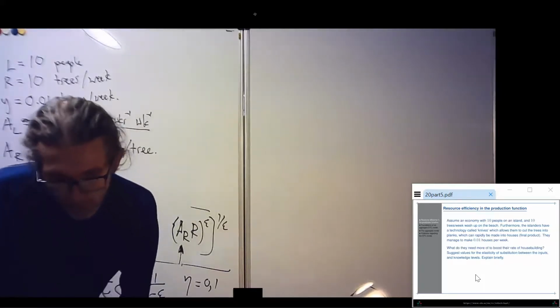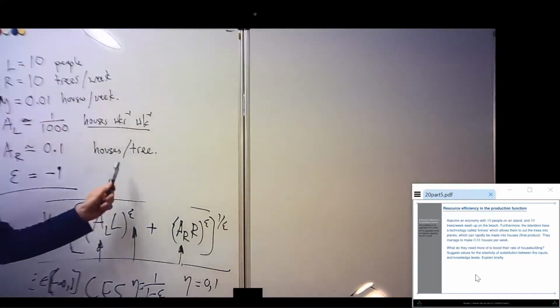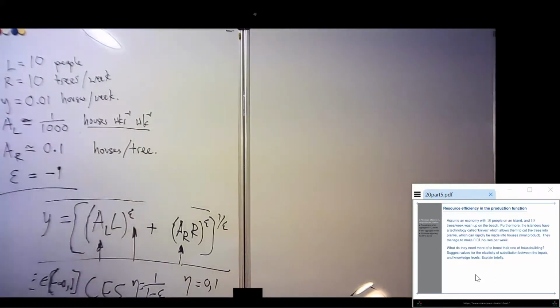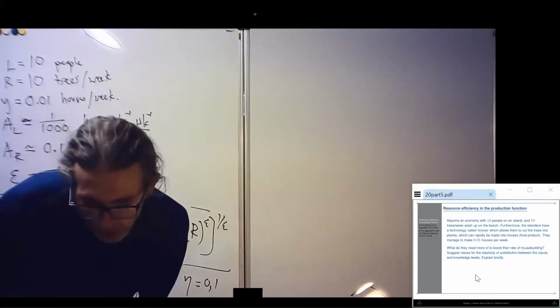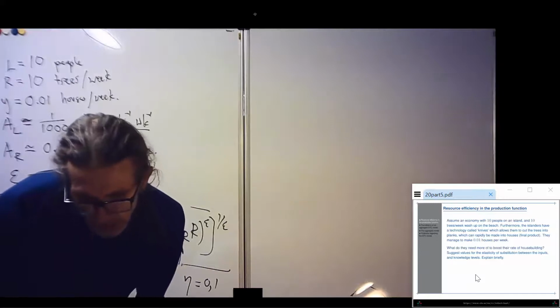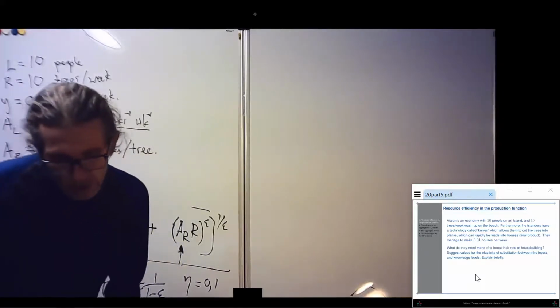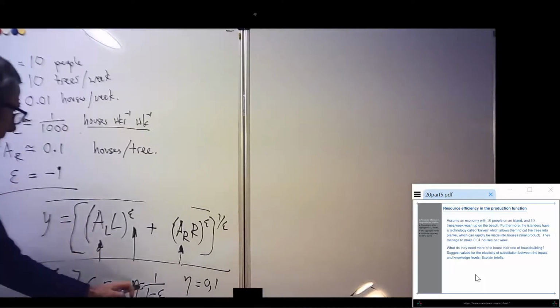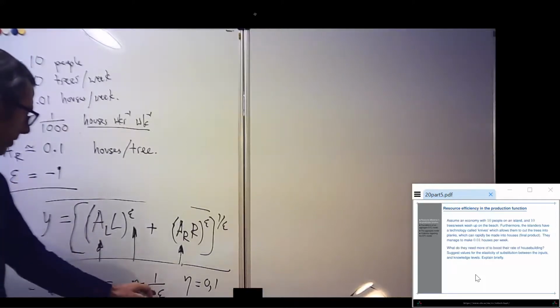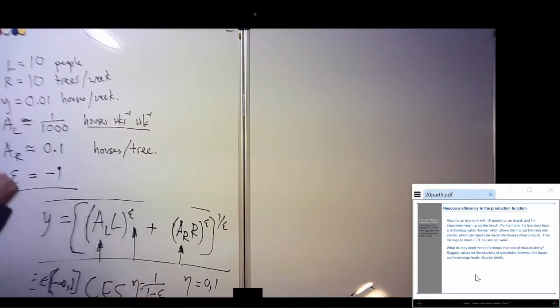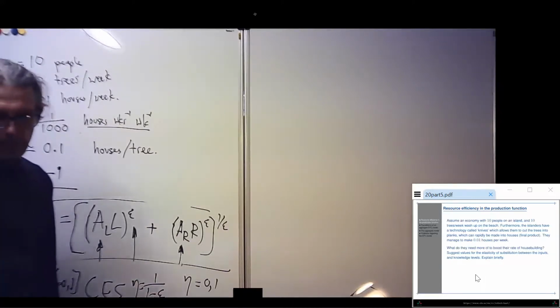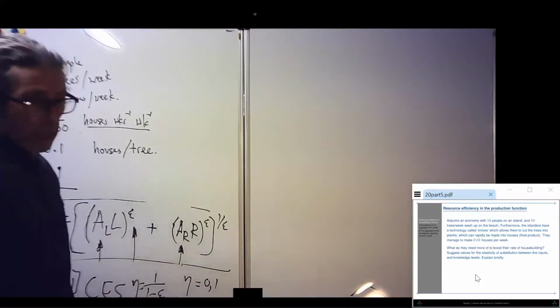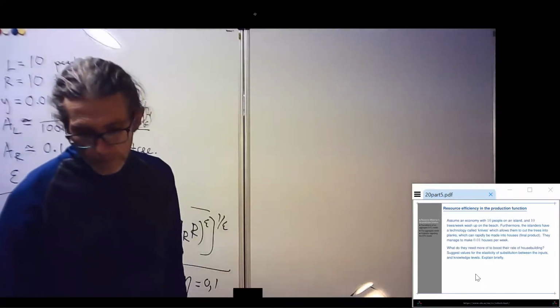So what do they need more of to boost their rate of house building? Well, it's not trees, is it? They need more people. Suggest values for the elasticity of substitution and knowledge levels. Explain briefly. So if epsilon is -1, eta then would be 1/2. Eta would be a half. Okay. Good.